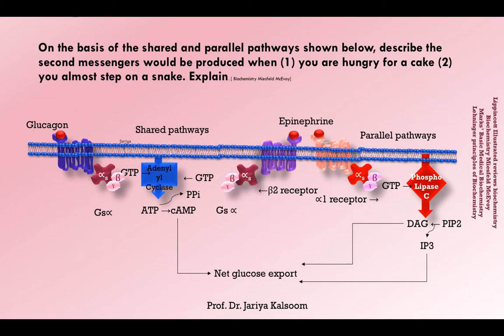Let's solve this problem. Which neurotransmitters will be released when you are hungry? Well, glucagon will stimulate cyclic AMP production through G-alpha stimulatory signaling, but it is unlikely that epinephrine will be released. In contrast, when you step on a snake, acute stress stimulates norepinephrine signaling through both beta 2 and alpha 1 receptors, leading to increased intracellular levels of second messengers, cyclic AMP, DAG, IP3, and calcium.